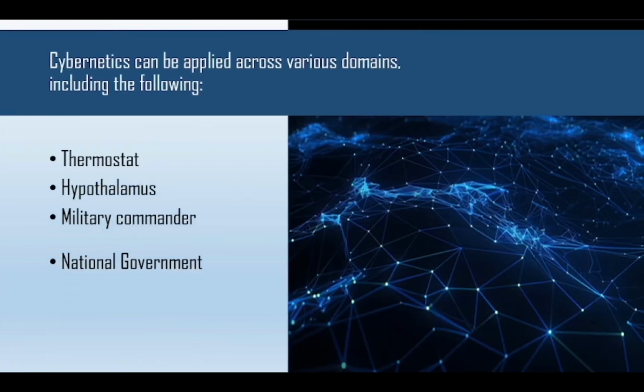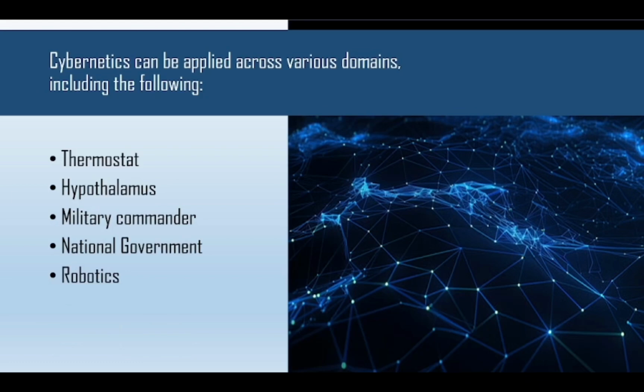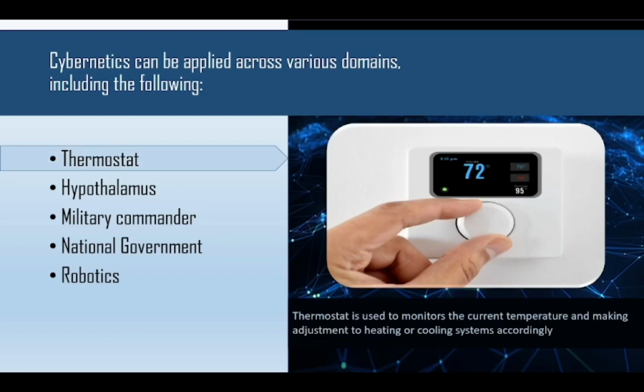Let's talk now about examples of cybernetics. Cybernetics can be applied across various domains, including the following. The first example is the thermostat. A thermostat is used to monitor the current temperature and make adjustments to heating or cooling systems accordingly. So a thermostat is an example of cybernetics because of the feedback mechanism. We already discussed the feedback mechanism, which is positive feedback and negative feedback. Negative feedback is the counteraction of an effect.